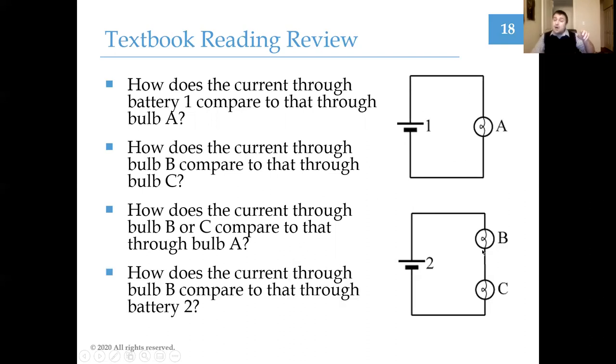But all of B, C, and battery 2 are in the same loop. And this is our first assumption, that everything in the same loop receives the same current. So the current through B is the same as the current through C, which is the same as the current that goes through battery number 2. But again, this entire current flow through the second circuit will be smaller than the entire current flow through the first circuit.